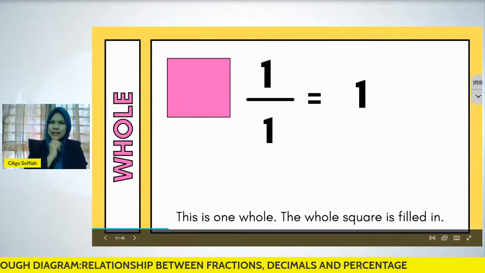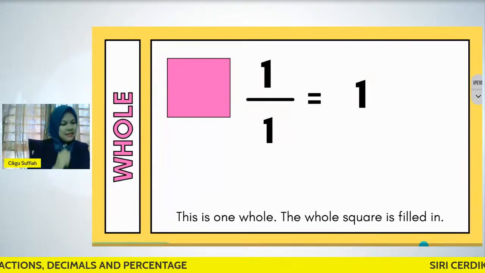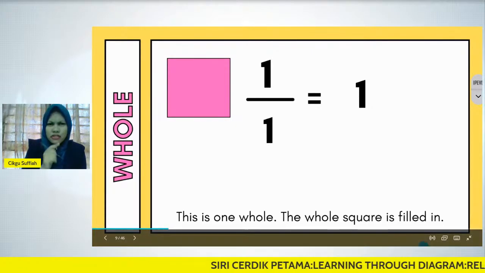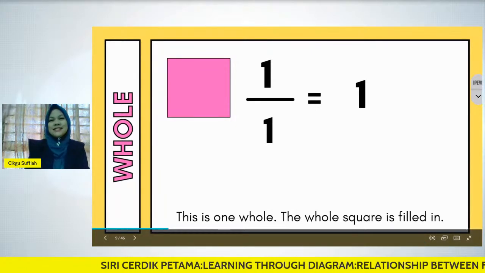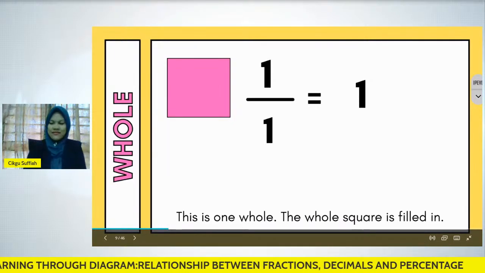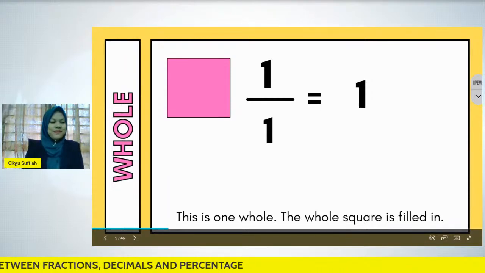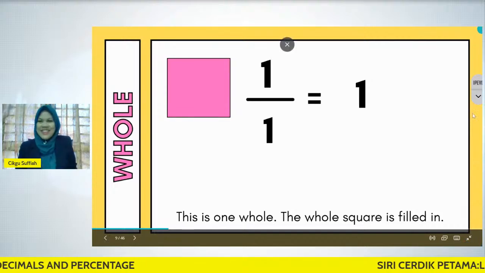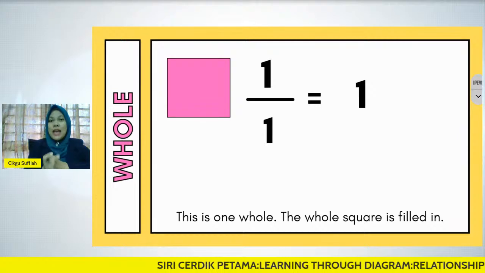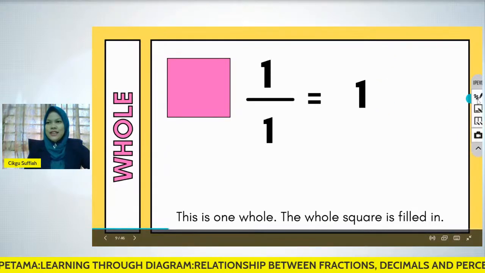But how do we write this as a decimal number? Can you write it in the chat box? Anyone know? Yes, very good. When I say decimal number, of course we have a decimal point, right? I can write it down over here.